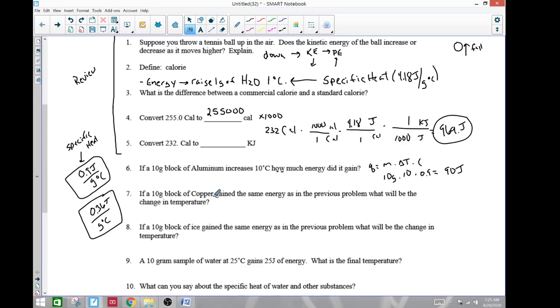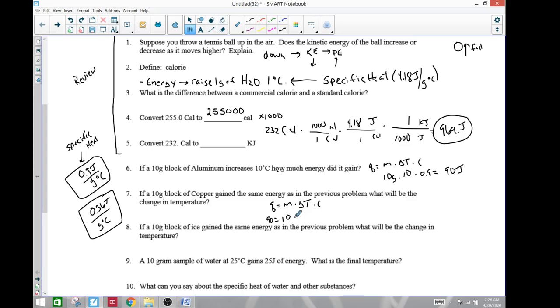All right, so copper will be this one. Q equals mass times change in temperature times specific heat. So Q is what we're looking for. Oh, no, Q is 90 joules. The mass is 10. The specific heat is 0.36 times the, let's back that up a second. Okay, the Q is 90.